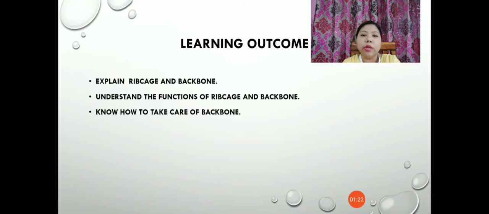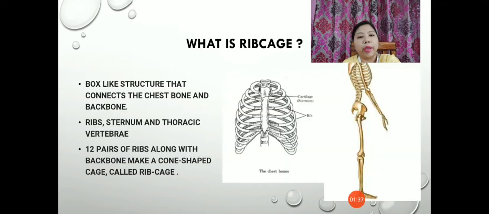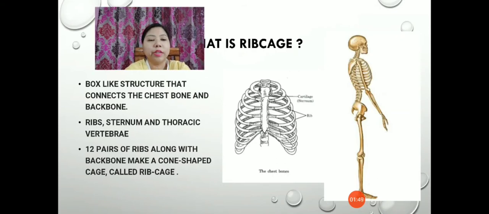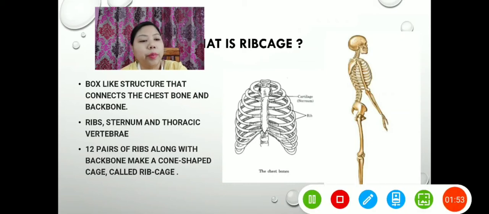So today we are going to discuss the ribcage and backbone. After today's class you will be able to explain the ribcage and backbone. You will understand the functions of the ribcage and backbone, and you will also know how we can take care of the backbone. So what is the ribcage? Yes, the ribcage is a box-like structure that connects the chest bone and the backbone. You can see in the picture on the slide what a ribcage looks like.